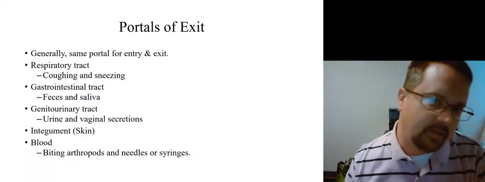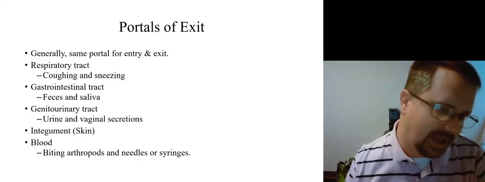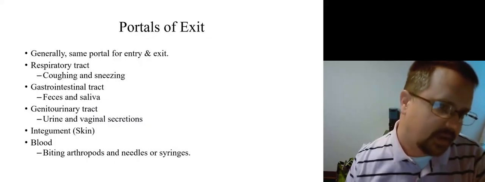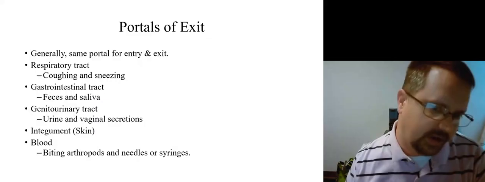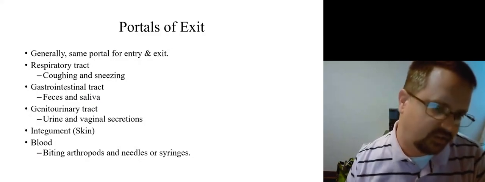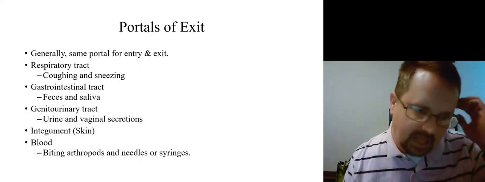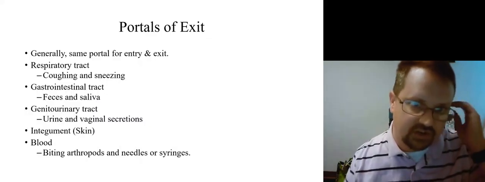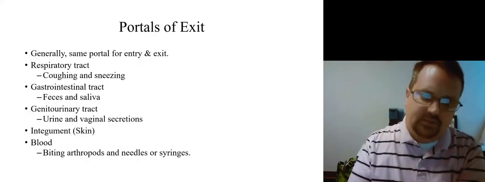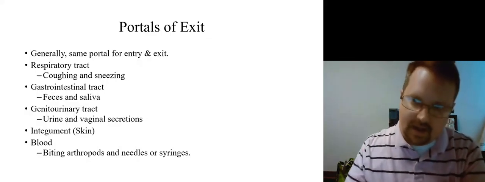Portals of exit: basically we poop out a lot of things, is one way. Poop and pee is how a lot of things leave. We can cough and sneeze it. We can salivate it out. We can urinate it and excrete it vaginally. Through our skin, it can be excreted. Through blood, a biting insect, or needles and syringes. If we have a disease and we use needles, or we get bit by a bug and they transmit it.